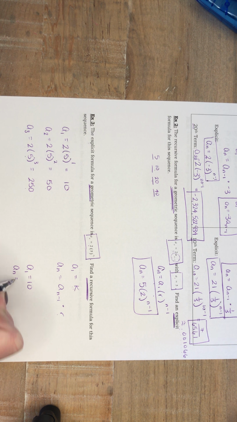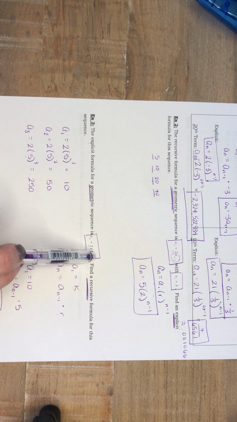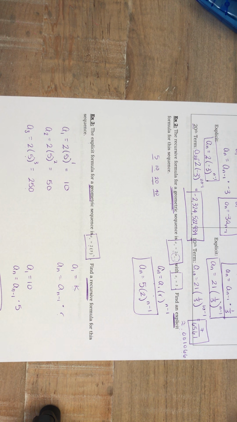So my recursive formula is going to be take the previous term, which is a sub n minus 1, and times by 5. Or you can write it with the 5 in the front if you like that better, like that, right? So now if I use this, I would get the same sequence. So the recursive formula and the explicit formula, or this particular formula and this particular formula, generate the same sequence.